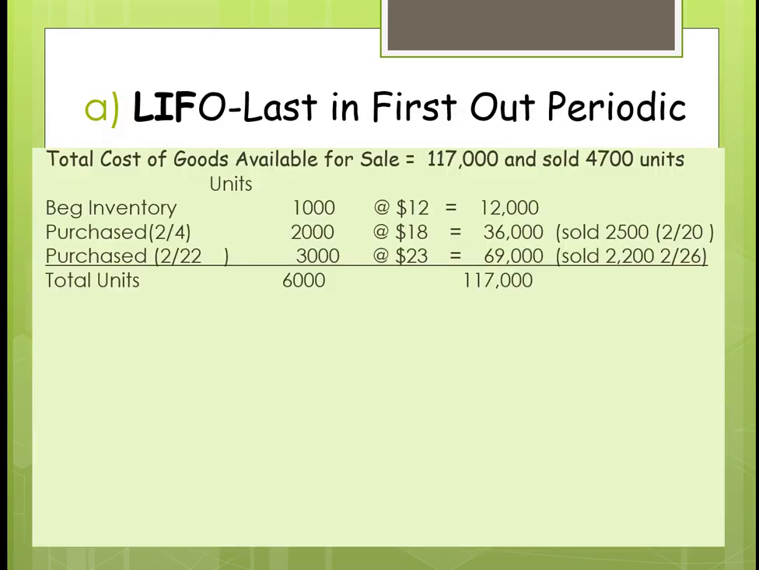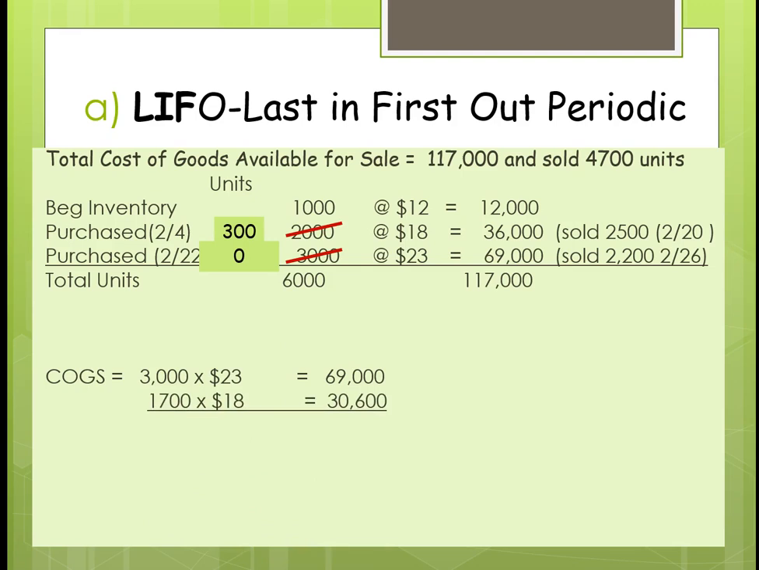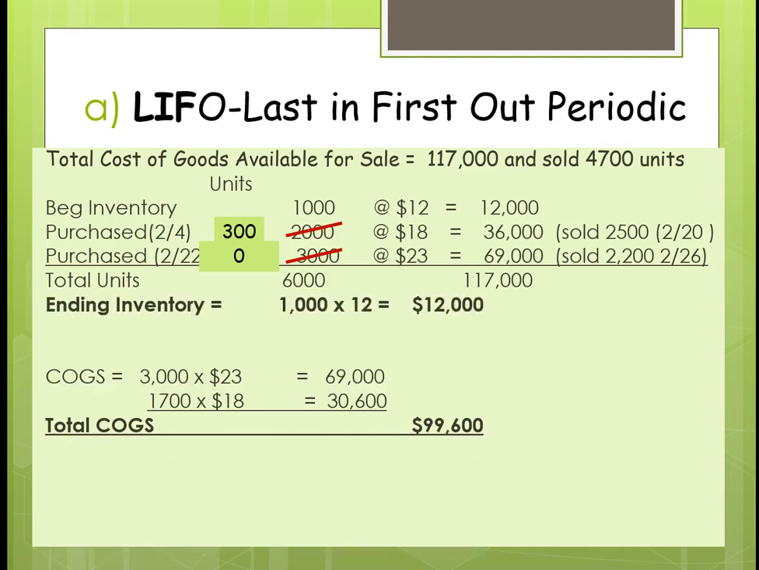Now let's do LIFO. Again, the difference here is you start with the most recent unit. So all of those would be gone. And we would have 300 left of those and 1,000 of the $12 units. Now our cost of goods sold is 99,600.